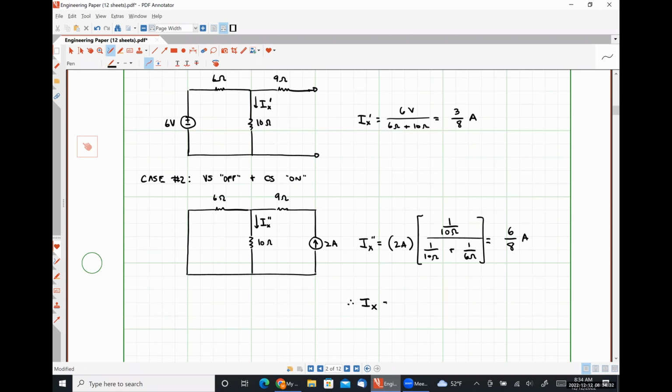we can say that Ix with both sources on is simply the sum of the Ix's with one source on at a time, or Ix prime plus Ix double prime, which is going to be 3/8 of an amp plus 6/8 of an amp, comes out to be 9/8 of an amp. Is this the same result that we got with both sources on at the same time?